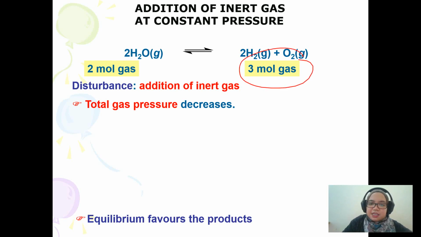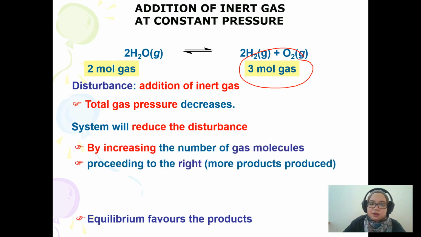So bila kita add inert gases, partial pressure of reactive species akan decrease. So sistem akan cari jalan untuk increasekan balik partial pressure. Macam mana nak increasekan partial pressure? Equilibrium position akan shift to the side with more moles of gas, which is in this case product ada more moles of gas. So the system will shift to the right. So in this case, the reaction will proceed to the right.